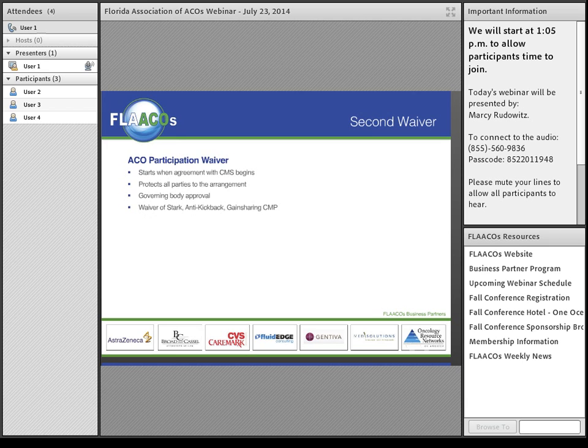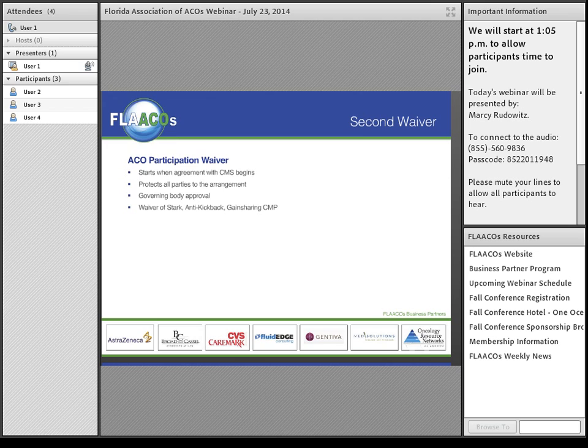The second waiver we're going to talk about is ACO participation. This starts when the CMS agreement begins, and it protects all parties to the arrangement. Again, there is a governing body of approval, so there is that checks and balance in place, and we want to make sure that everyone is able to participate and follow within the guidelines. So when we think about this, we know that there's a lot of documentation that has to be done in that first waiver. Generally, this ends when the program participation ends. So this waiver is only in place for as long as it's actually in place contractually.